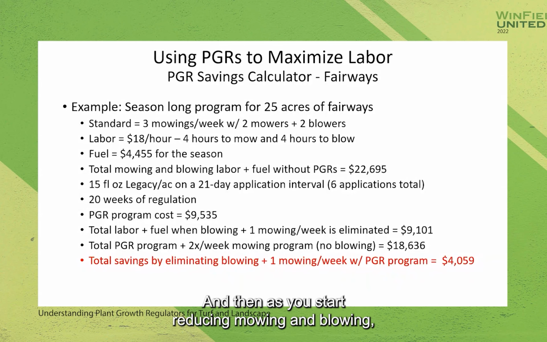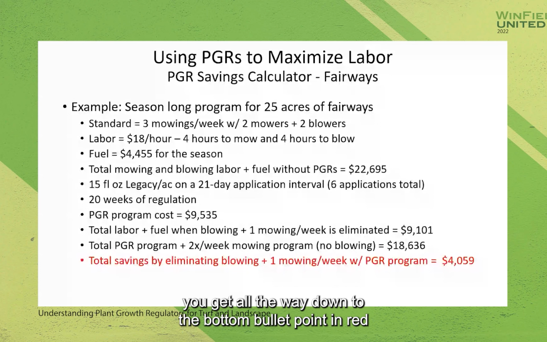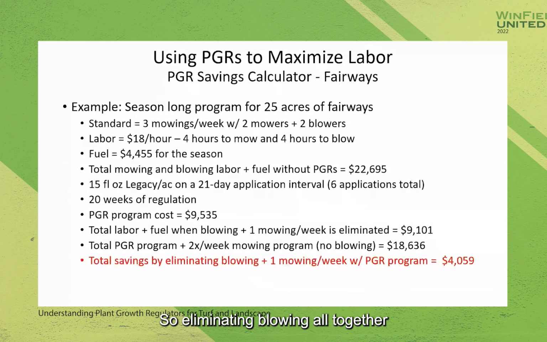And then as you start reducing mowing and blowing, you get all the way down to the bottom bullet point in red, and you've got your total savings by eliminating blowing. So eliminating blowing altogether and eliminating 1 mowing per week is not only going to pay for the PGRs, but it's going to save you about $4,000.